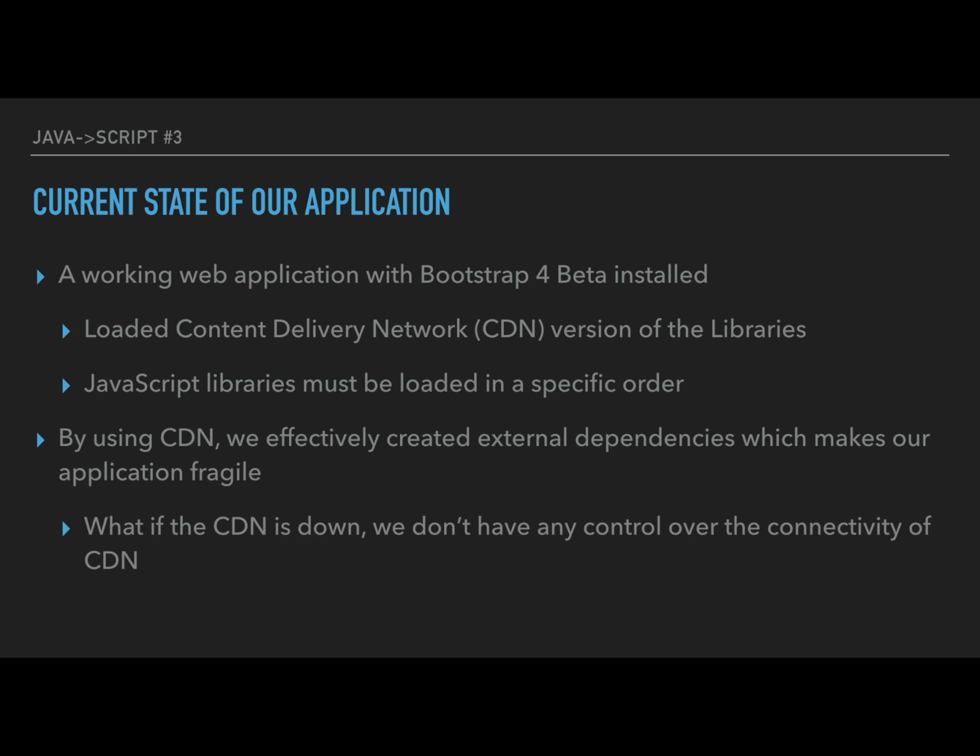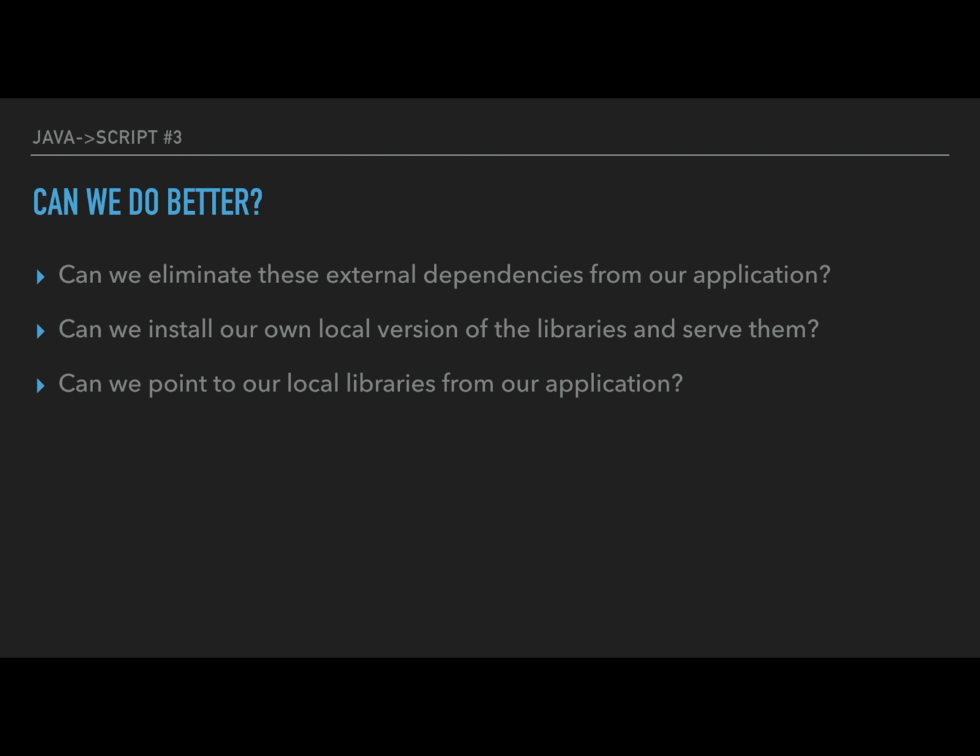Currently, we are loading JavaScript libraries from the content delivery network. And we realize that JavaScript libraries must be loaded in a specific order in order for it to work. By using CDN, we effectively created external dependencies, which makes our application fragile. What if the CDN is down, and we don't have any control over the connectivity of the CDN, so our application won't be working? Can we do better?